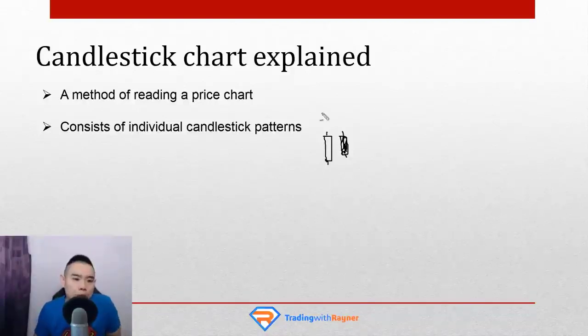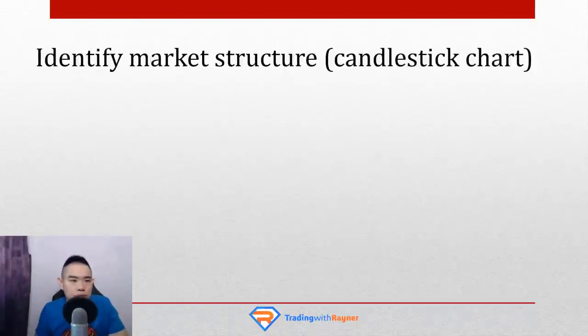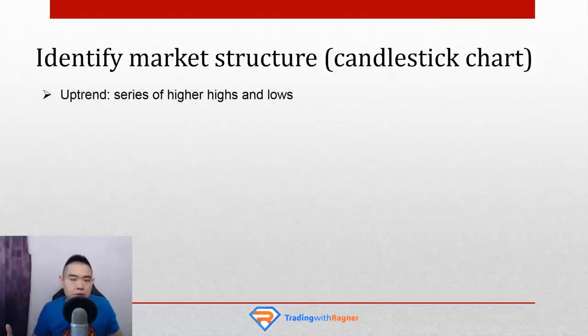We will talk more about candlestick patterns later on, but for now, this is the macro, the big picture. I want to share with you how you actually use a candlestick chart to identify the market structure. So first thing first, identifying market structure using a candlestick chart. There are three types of market structure you want to pay attention to. Number one is an uptrend. This consists of a series of higher highs and higher lows.